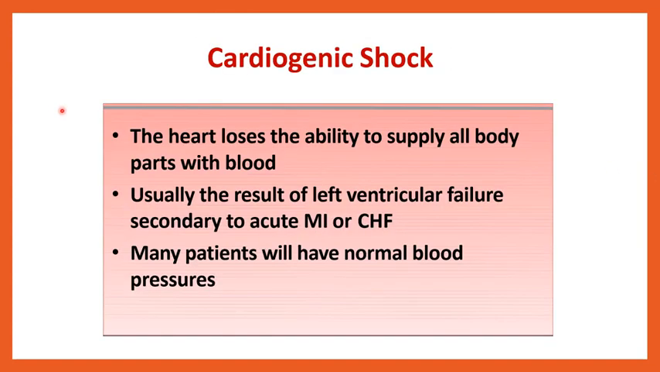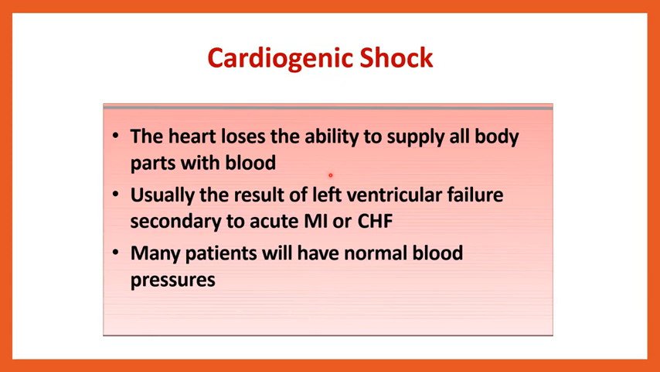Now we will see the other three types of shock in brief. The first one is cardiogenic shock. In this, the heart loses the ability to supply all parts of the body with blood, usually the result of left ventricular failure secondary to acute myocardial infarction or coronary heart failure. Many patients will have normal blood pressures.